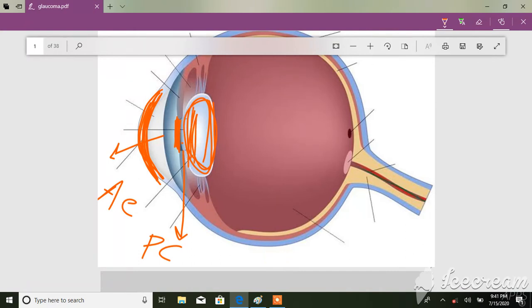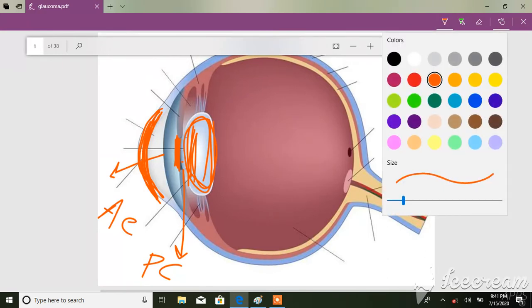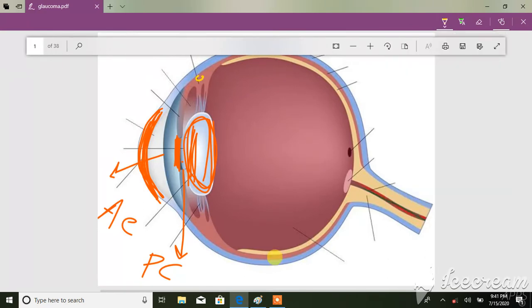Now normally what happens is that aqueous humor is produced by the ciliary body, from here, and it goes into the posterior chamber, and from the posterior chamber it drains through the iris into the anterior chamber. It travels through the iris into the anterior chamber, and from the anterior chamber it goes into the trabecular meshwork, and then through the canal of Schlemm, episcleral vein, ophthalmic vein, and then into the cavernous sinus.